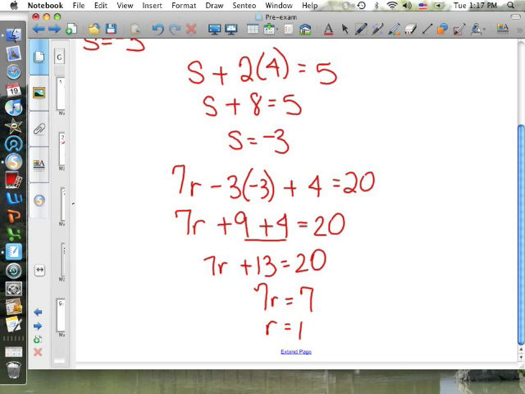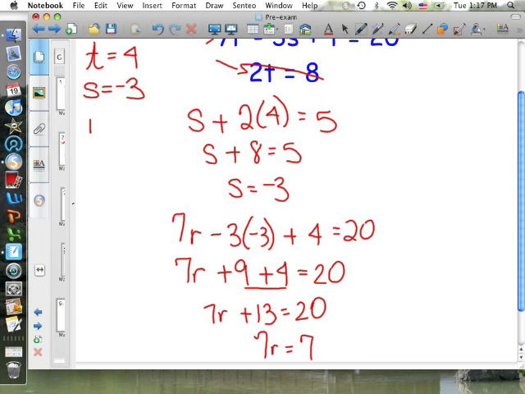So coming back up here, because what we just found is an ordered triple, and the order that you put these in is alphabetical order, R, then S, then T. So your answer would be written 1, -3, 4.